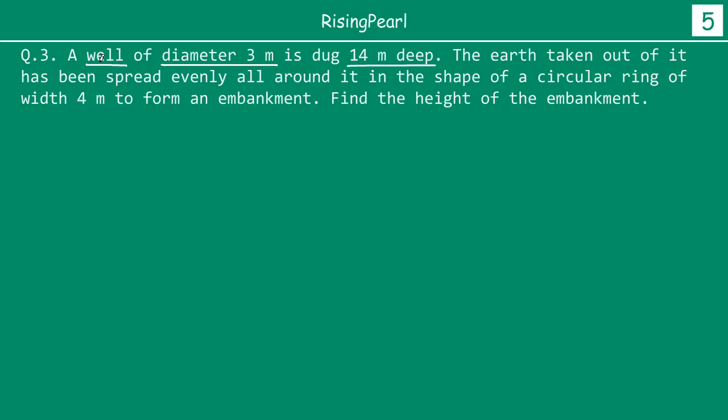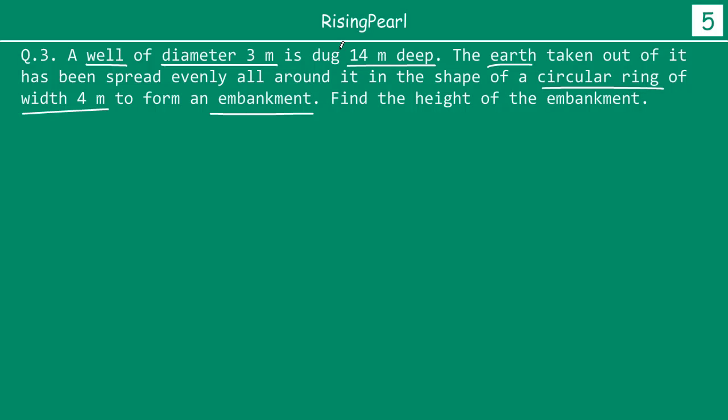So when we are digging a well, we are going to basically take water out. So we dig a well of a certain diameter and it is a certain amount deep. Now the earth which is taken out of that is spread evenly all around in the shape of a circular ring of width 4 meter to form an embankment. This is a very funny way of saying it.